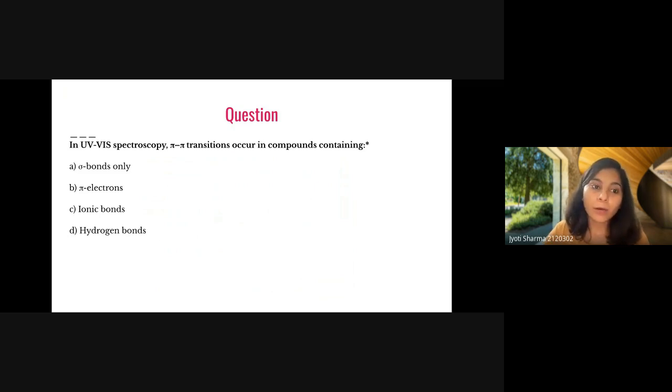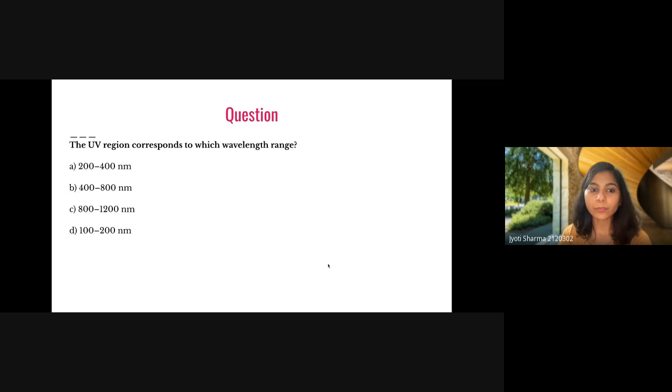So in UV-VIS spectroscopy, pi-pi transition occurs in compounds that contain what? So I got Venkateshwar and Priscilla gave me B answer. Yes. So if we do have pi electrons, those pi electrons can give you the pi-pi transition. So that's how B answer is the right one.